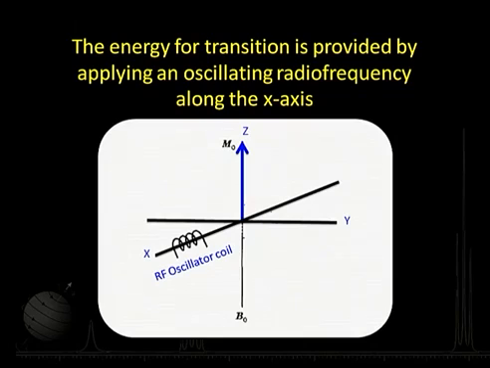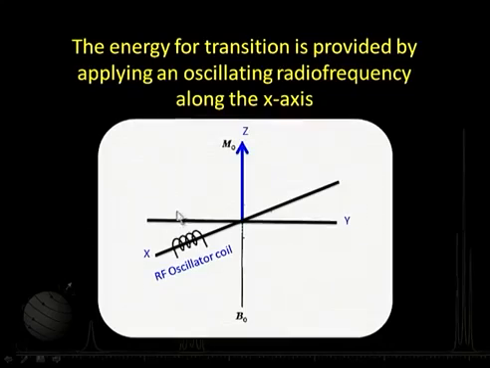Now, our issue is that we want to execute a transition. In order to do a transition, we need to supply energy, and that energy, we know, is supplied in terms of a radio frequency, which is applied along the x axis. Our nuclear spins are aligned, that means there is a net magnetization given as M naught in the direction of B naught, the z direction, and I apply radio frequency along the x axis.